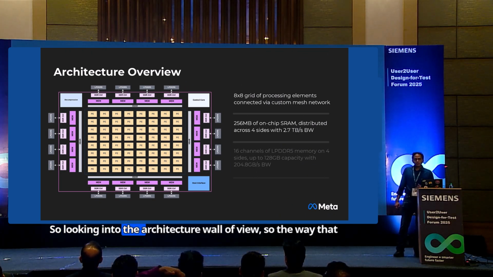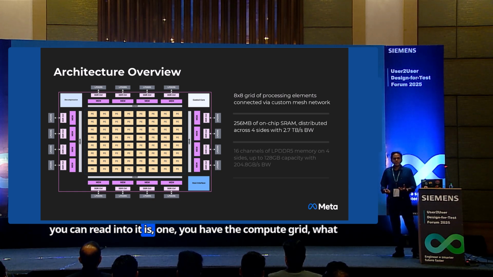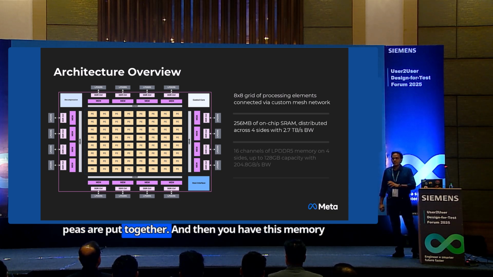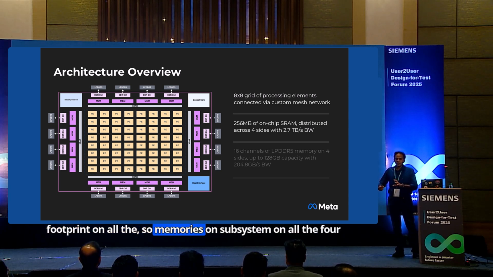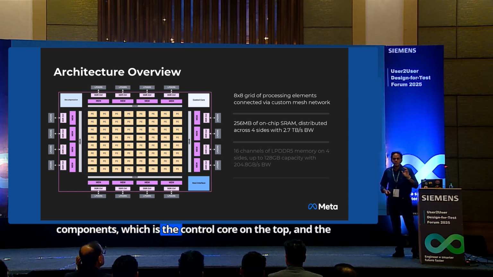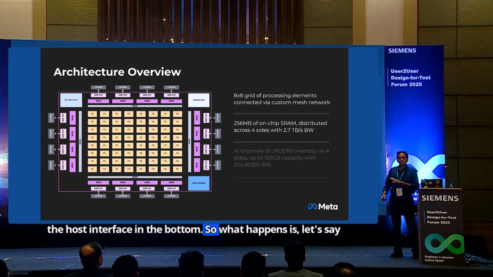Looking into the architecture overview, the way you can read it is, first, you have the compute grid, the collection of PEs, an 8 by 8 grid, which is 64 PEs put together. Then you have the memory subsystem on all 4 sides of the chip. Apart from that, there are 2 main components, which are the control core on the top and the host interface at the bottom.